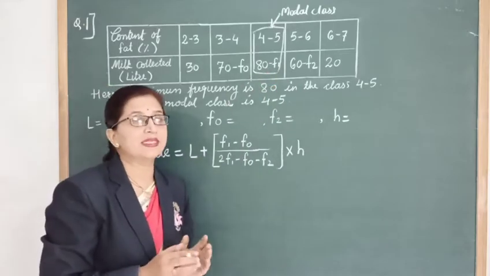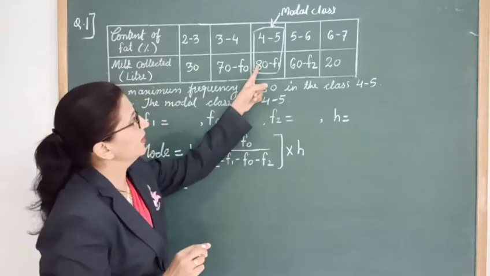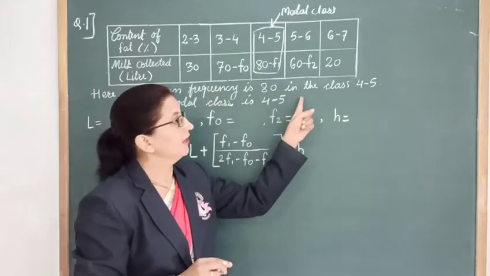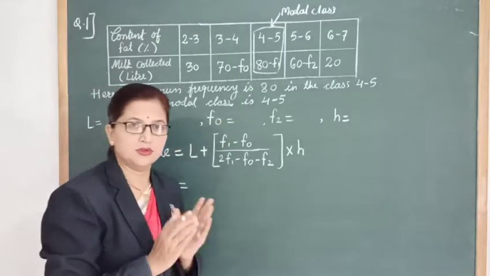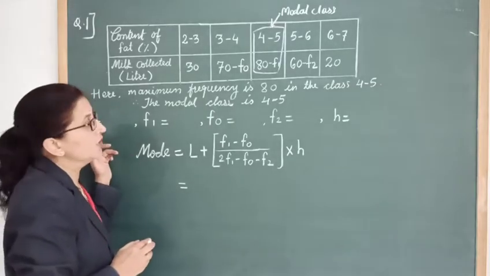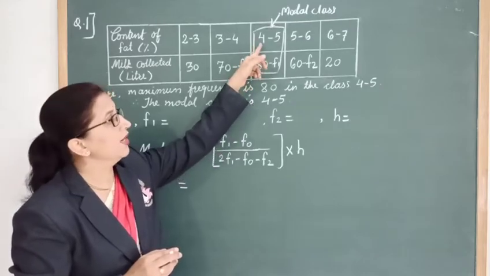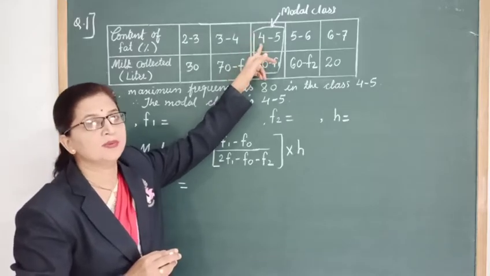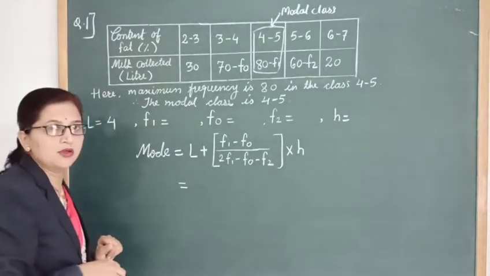F1 is the frequency of the modal class. How do we select the modal class? The class whose frequency is maximum. Here the maximum frequency is 80 in the class 4 to 5, that's why the modal class is 4 to 5. Now remaining is L. What is L? L is the lower limit of the modal class. So here the lower limit of the modal class is 4, so the value of L is 4.